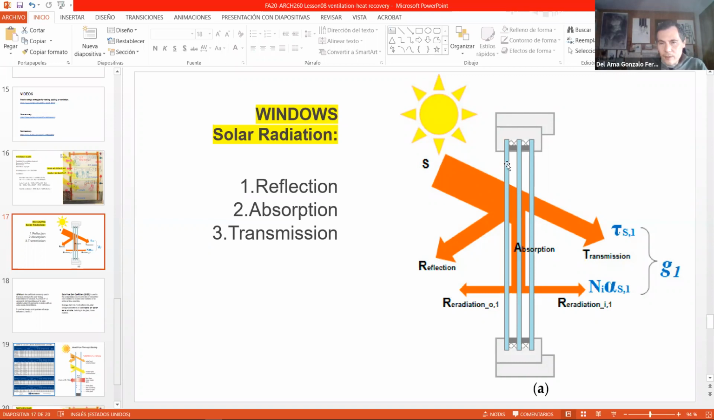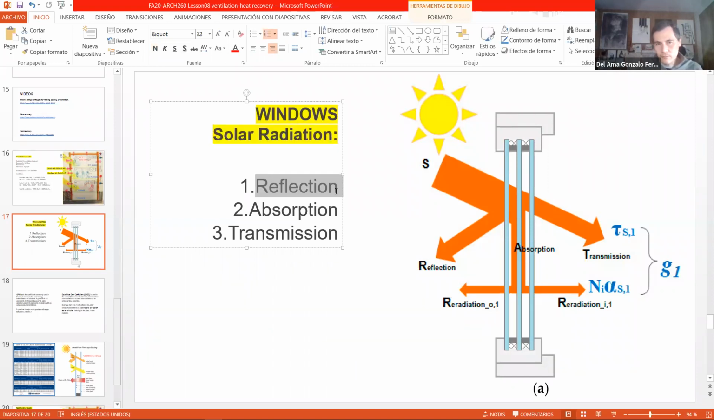And now from that, in that window, there are always 3 components. When we have solar radiation, we have to think of 3 different components. We have reflection, the energy that we reflect. If we have a mirror, this is close to 100. Okay, so if we have a mirror, most of the light is reflected. We have the energy that this window or this layer will absorb. Okay, so we have reflection, we have absorption, and finally we have transmission. So if it's transparent, it will transmit part of this energy.